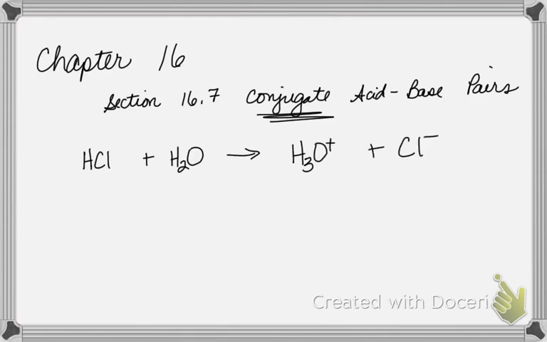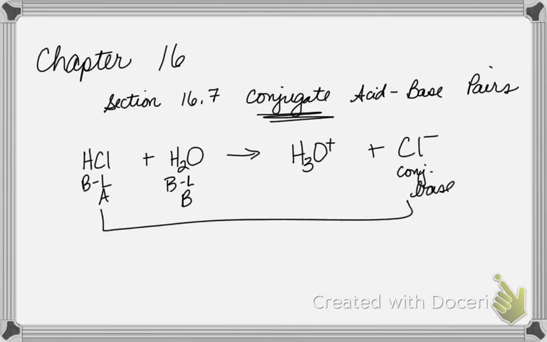And we labeled things like in this example, hydrochloric acid is the Bronsted-Lowry acid. Water is the Bronsted-Lowry base. And the hydrochloric acid has a conjugate base, which is the chloride, because acids donate protons, and the Bronsted-Lowry base has a conjugate acid, which is the hydronium ion.